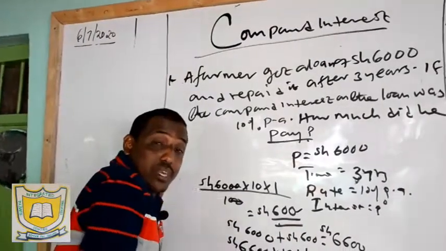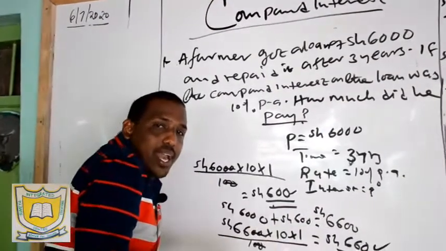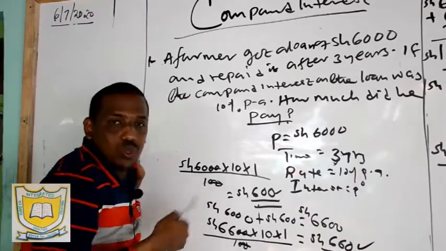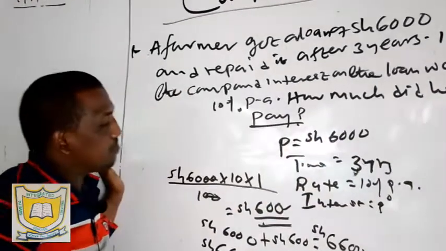How much did he pay? How much did he pay back? How much did he withdraw? How much will be in his account? All those are amounts. You add the interest and the principal now.